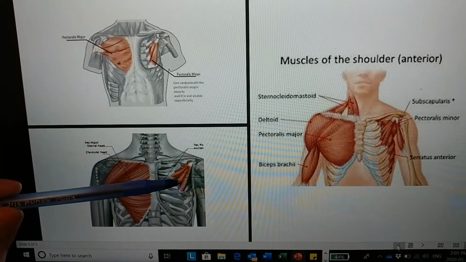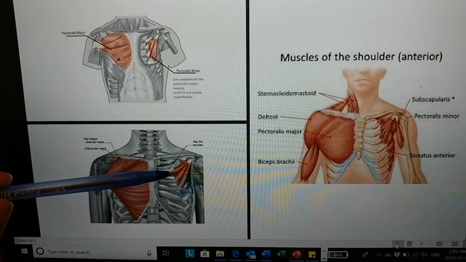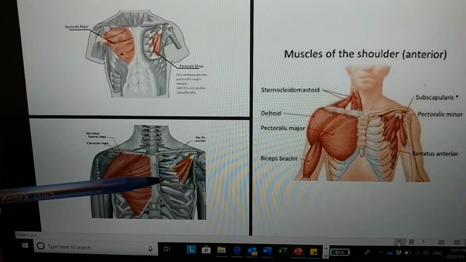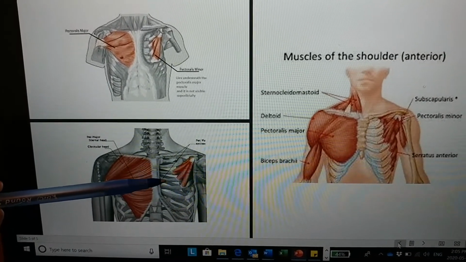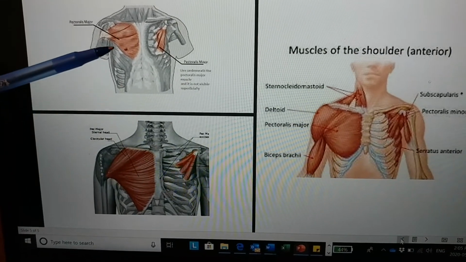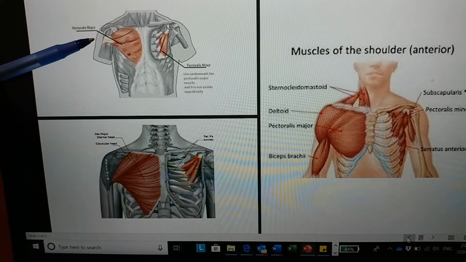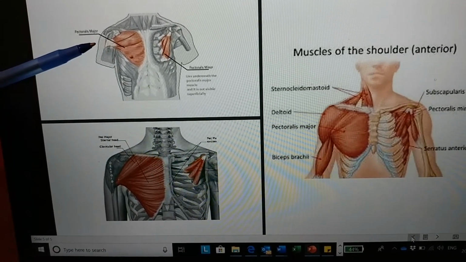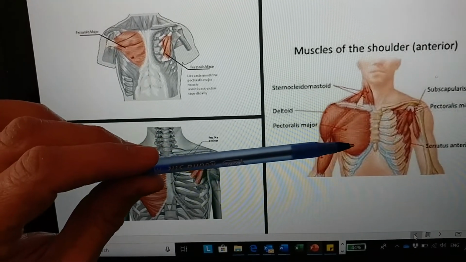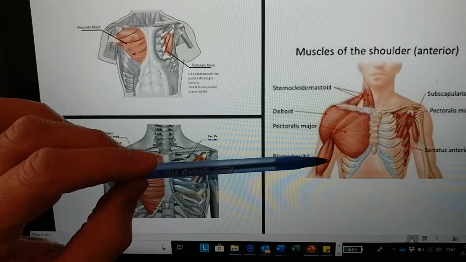Here on the left, you'll see a smaller muscle. This is pectoralis minor. It attaches to the front of the shoulder blade to attach to the 3rd, 4th, and 5th ribs, just off of the cartilage. The picture on top shows it very similar, but also shows the attachment of where pectoralis major is on the arm. And on the right side here, just another view of pectoralis major, the deltoid and biceps.